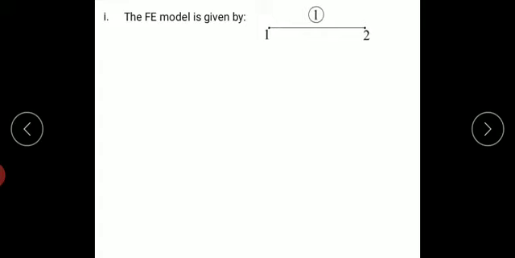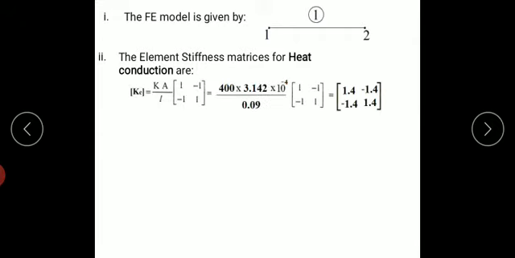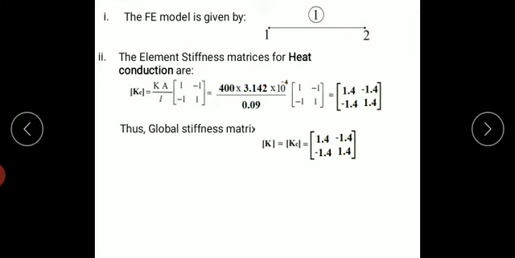FE model is given by one single element, node 1 and node 2. So second is what, the elemental stiffness matrix for heat conduction. The same formula, kA by L times [1 -1; -1 1]. I got 1.4, -1.4, -1.4 and 1.4. Thus the global stiffness matrix. So here the global stiffness matrix and elemental stiffness matrix remain same because it is considered as a single element.